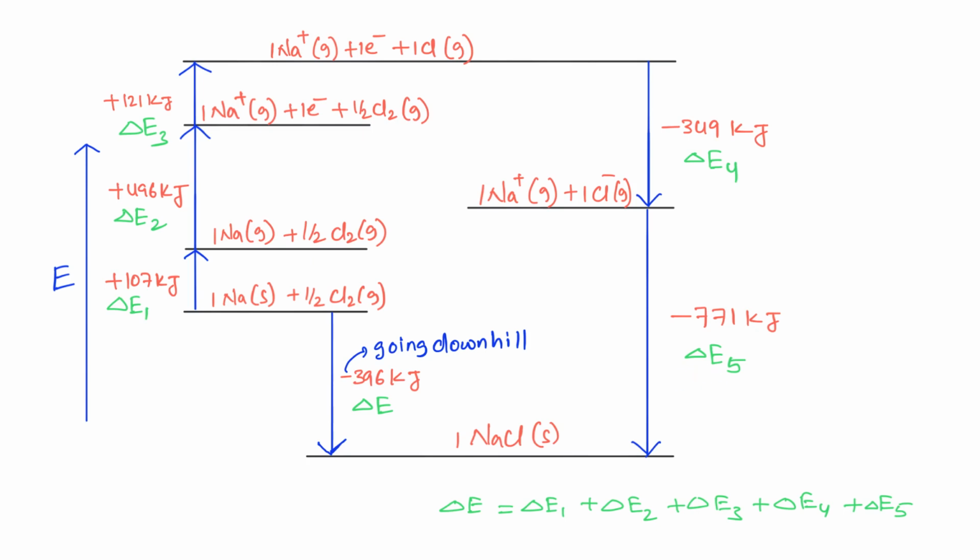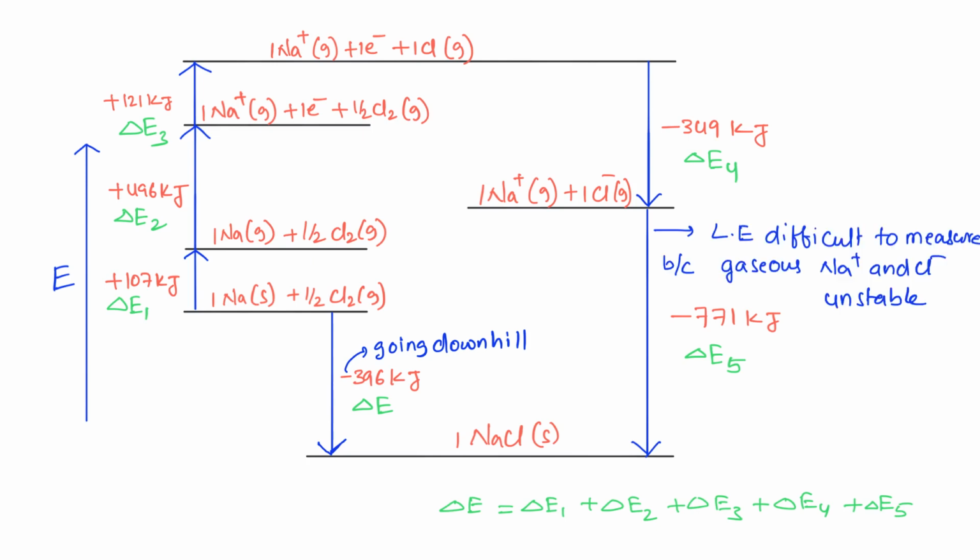In theory, we can measure lattice energy by combining gaseous cations and anions to form an ionic solid and measure the heat released in this process. However, the gaseous cations and anions are extremely unstable, and measurable quantities of the gaseous ions have never been isolated. That means there is no practical way to measure the lattice energy of an ionic compound.